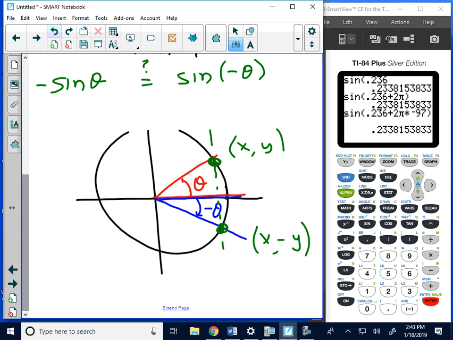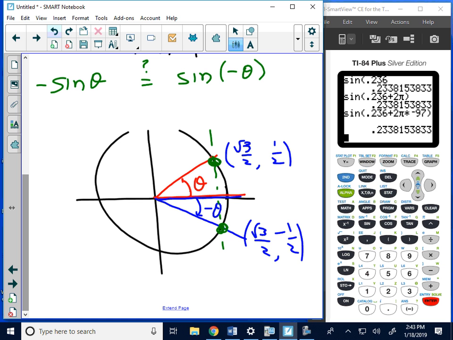So, if you're doing 30 degrees, like on your little quizzy thing, if this was 30 degrees and you put in the square root of 3 over 2 and 1/2, and down here you put in square root of 3 over 2 and minus 1/2, right? The y-coordinates are opposites. That's what this says. By the way, that is the definition of an odd function. You may have to go back to your book, chapter 3, 2, 1.